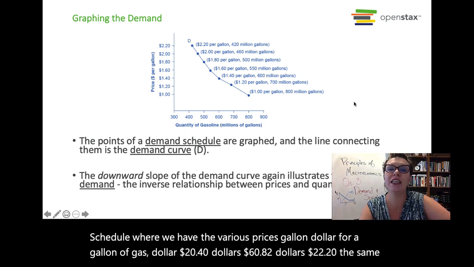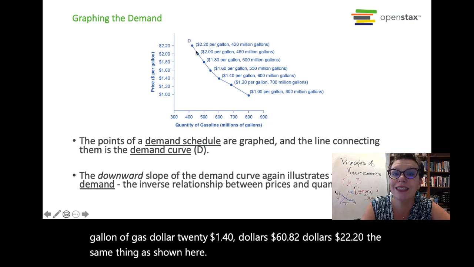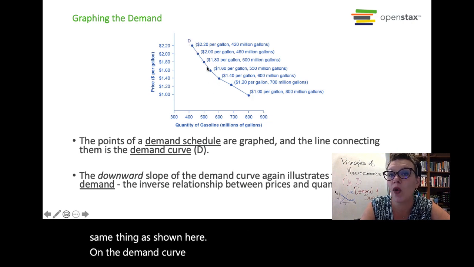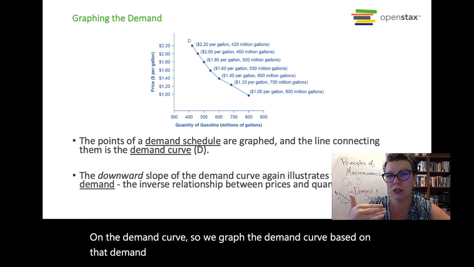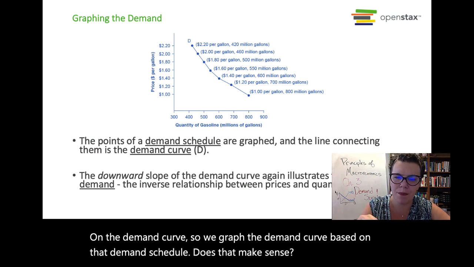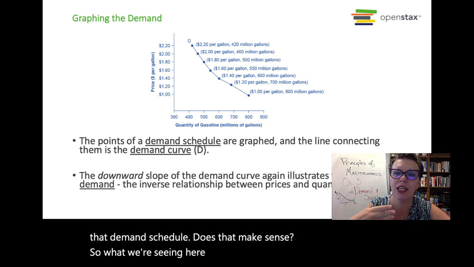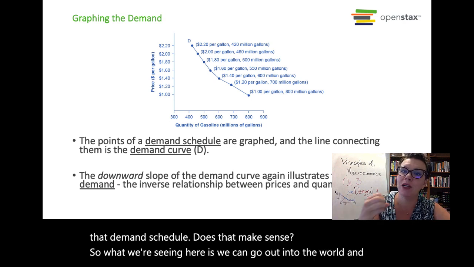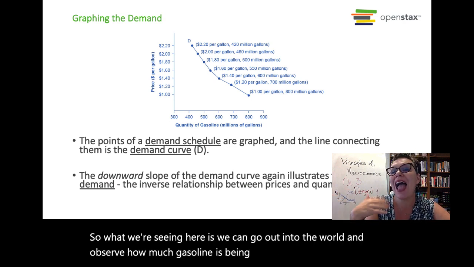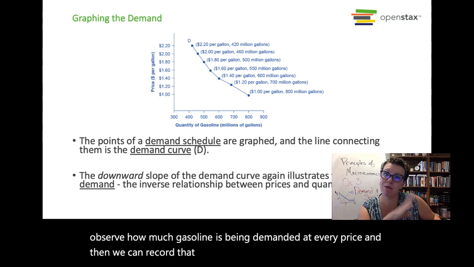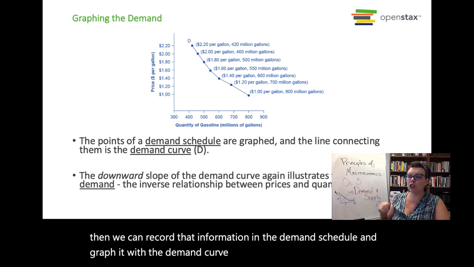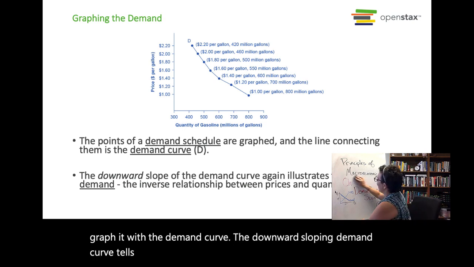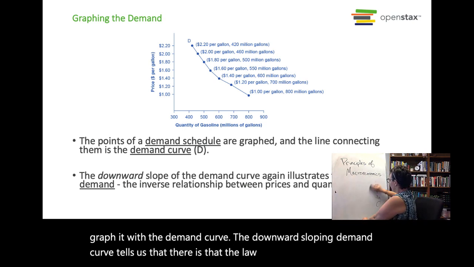The same thing is shown here on the demand curve. We graph the demand curve based on that demand schedule. Does that make sense? What we're saying is we can go out into the world and observe how much gasoline is being demanded at every price. Then we can record that information in the demand schedule and graph it with the demand curve. The downward sloping demand curve tells us that the law of demand is being obeyed.